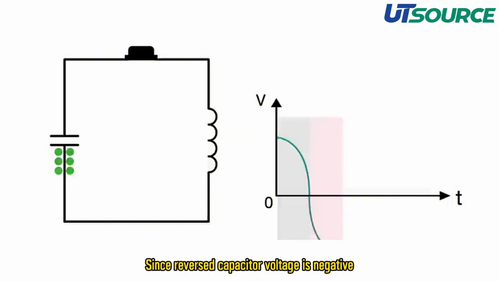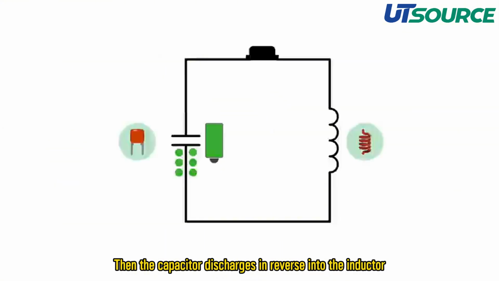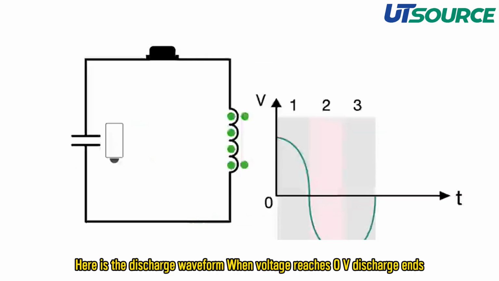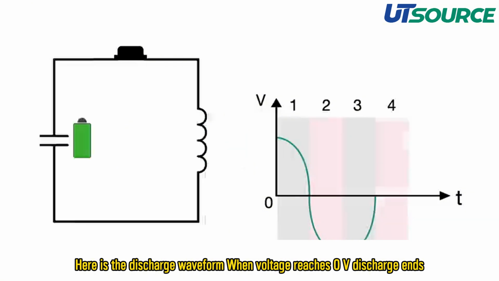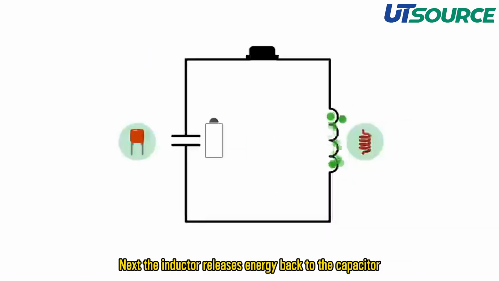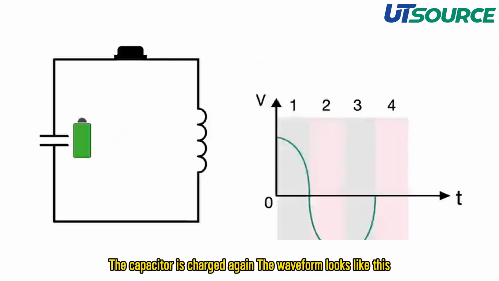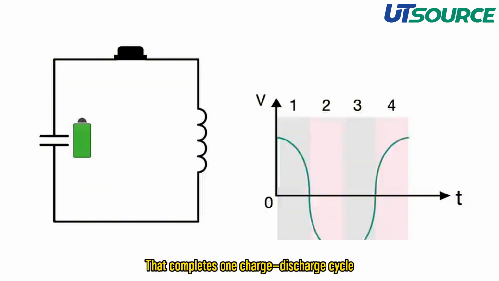Since the reversed capacitor voltage is negative, then the capacitor discharges in reverse into the inductor. Here is the discharge waveform. When voltage reaches 0 volt, discharge ends. Next, the inductor releases energy back to the capacitor. The capacitor is charged again. The waveform looks like this. That completes one charge-discharge cycle.